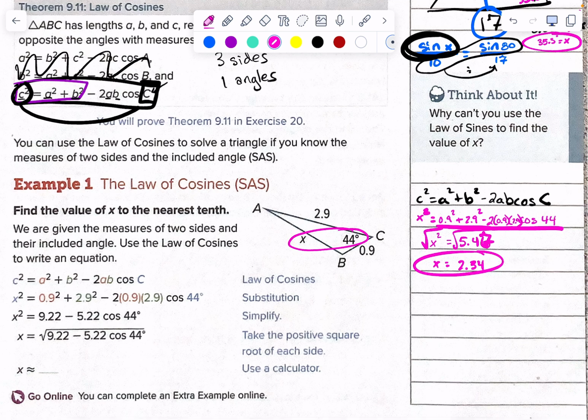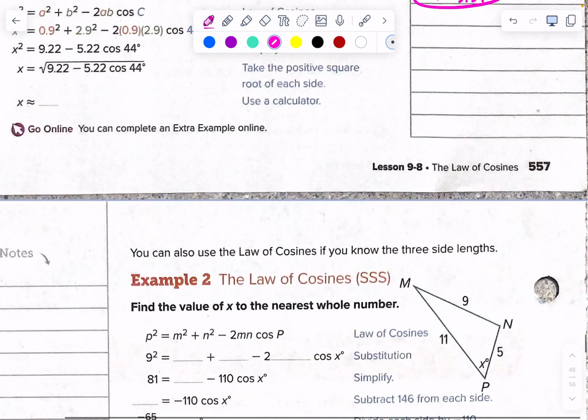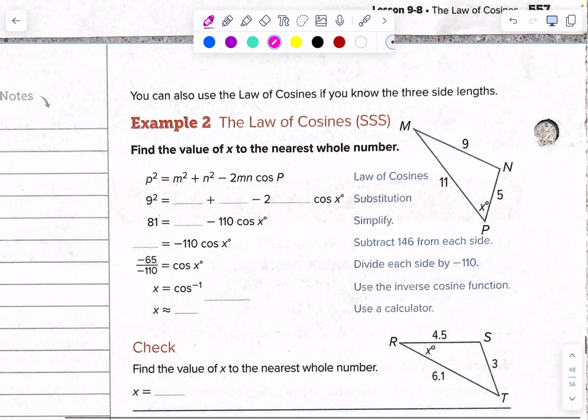All right, now they're going to jump right into a hard one. Ready? They have us doing one of these.